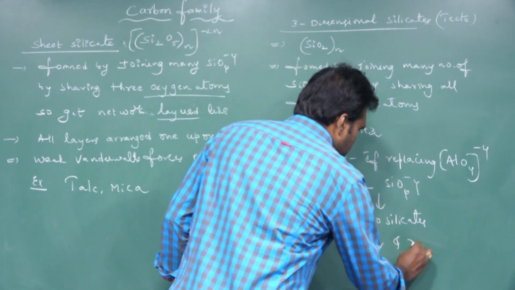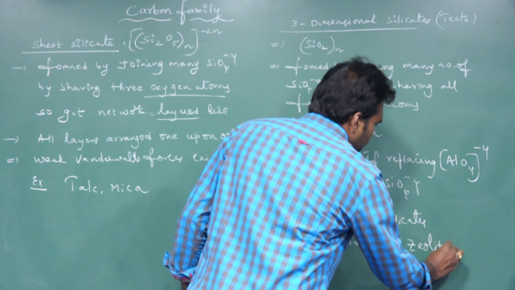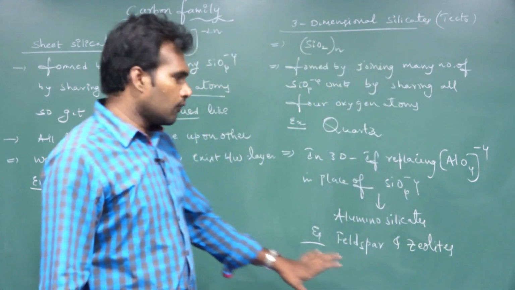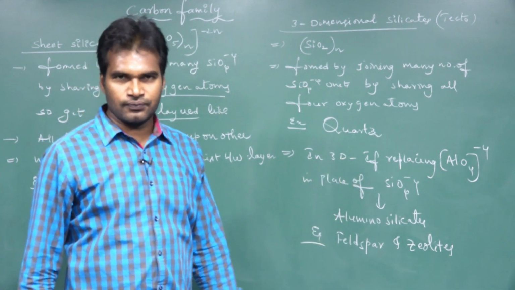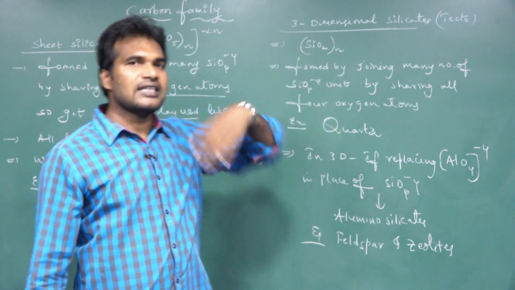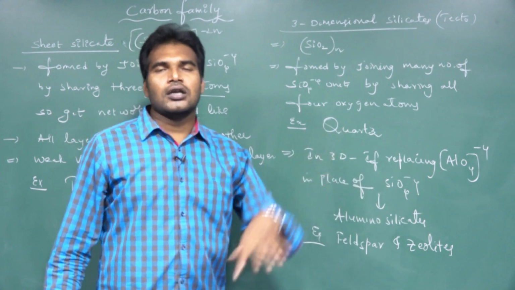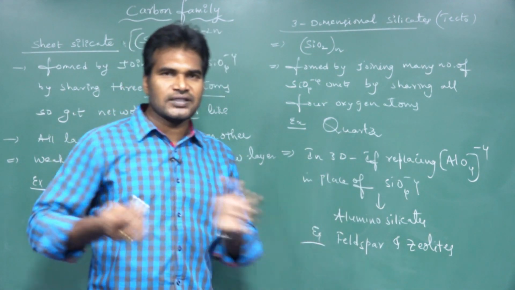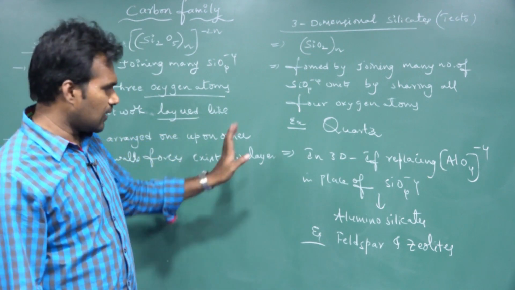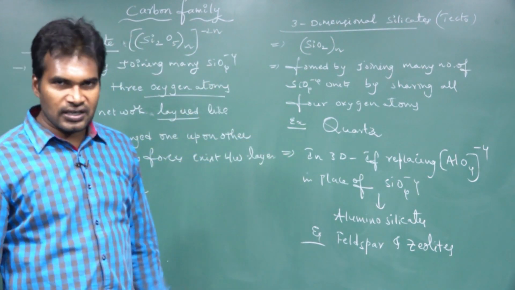and zeolites. Zeolites are examples of aluminosilicates. So the 3D silicates can easily be converted into aluminosilicates by replacing some of the silicate units with aluminates. So this is about the 3-dimensional silicates.